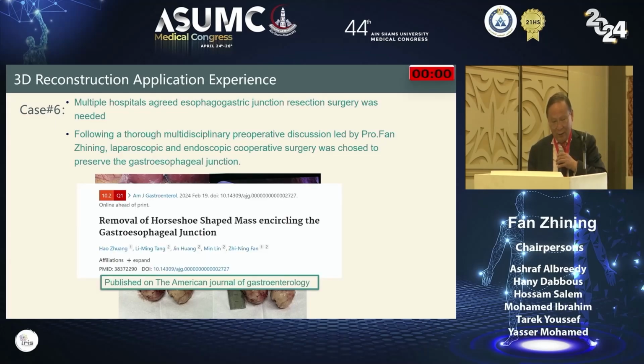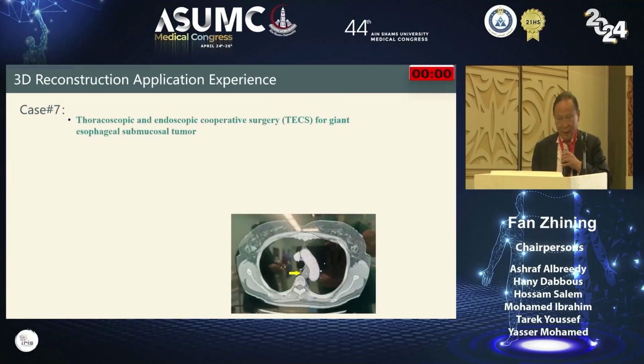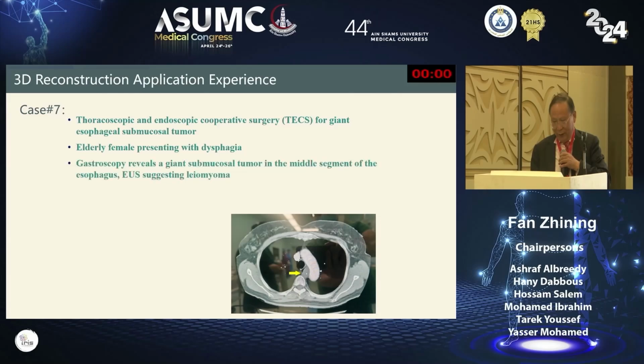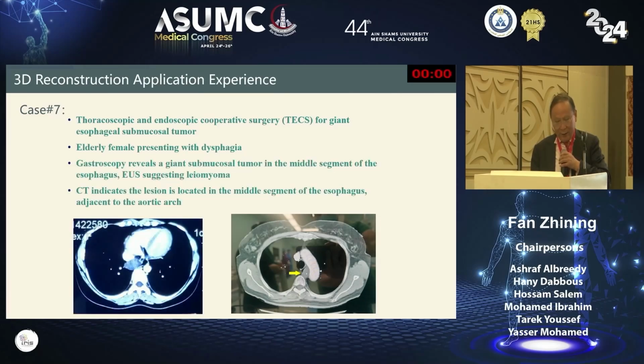The case was recently published in the American Journal of Gastroenterology. Case 7. This is the submucosal left lumen. Another is the right leiomyoma.